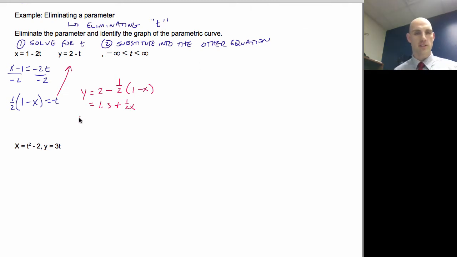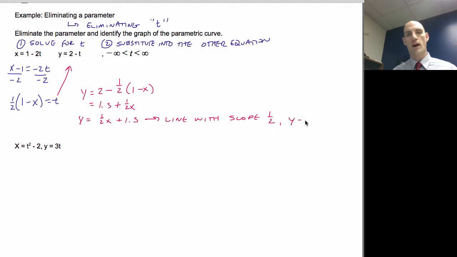And so what I'm left with is y equals 1/2 x plus 1.5. It's asking me to eliminate the parameter, identify the graph of the parametric curve. Well, this is a line with slope of 1/2 and a y-intercept of 1.5.